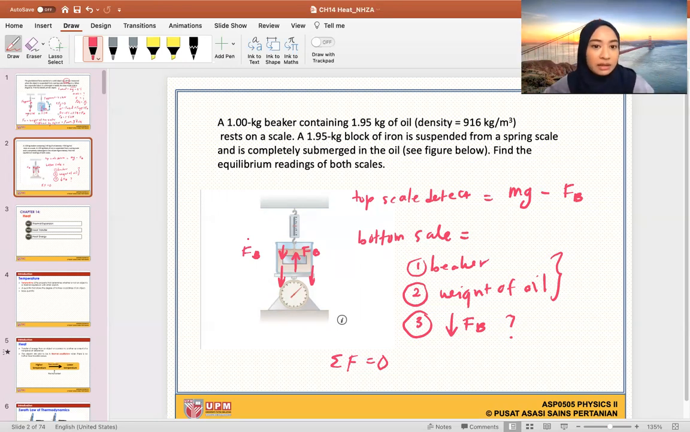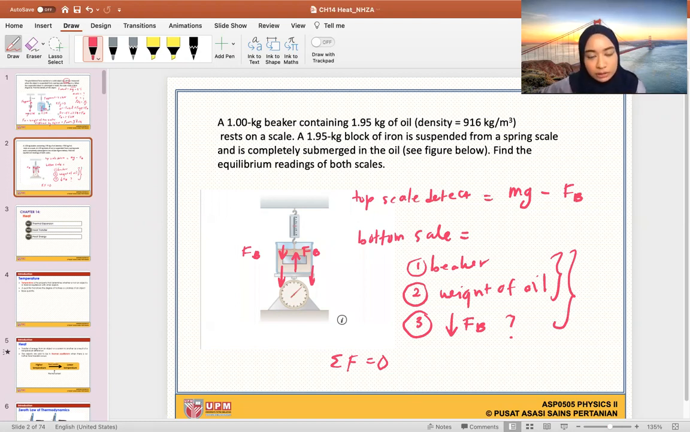That does not happen in real life, right? Which means that there is another force acting on the iron block that is equal to FB. The bottom scale detects this downward force just as it detects the beaker, just as it detects the oil. Okay, so dia detect semua yang ke bawah dia akan detect. So apa yang ke bawah is a force that is equal to FB acting up on the iron. So these are the three things that it detects. This is what the bottom scale detects. Okay, senang je nak cari FB kan? Nak fahamkan macam mana dapat FB tu.